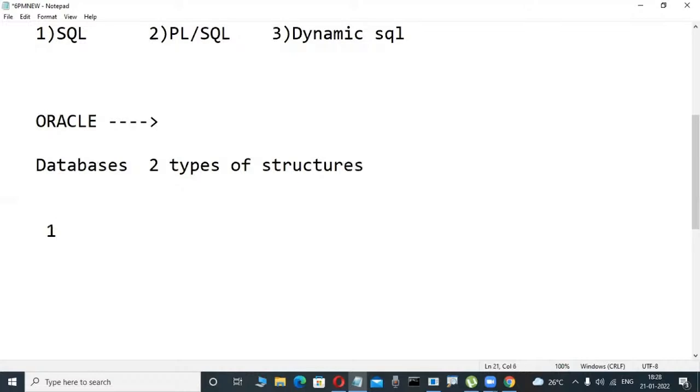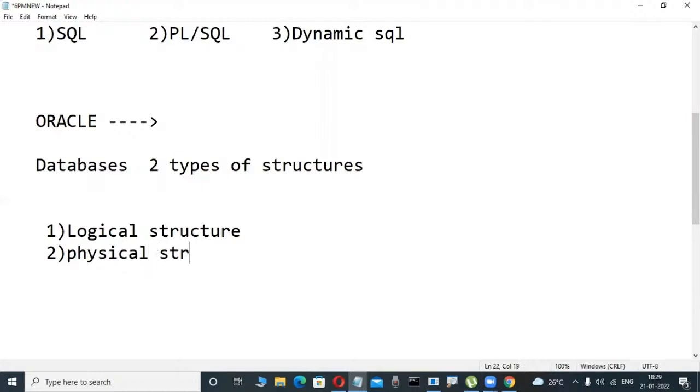Does anybody have an idea? Suppose you are taking Oracle, SQL Server, MySQL, DB2, any relational database software you are installing in your system, two types of structures are there. One is logical structure. Database means it is a place where we can store structure. Here one is logical structure. Another one is physical structure.